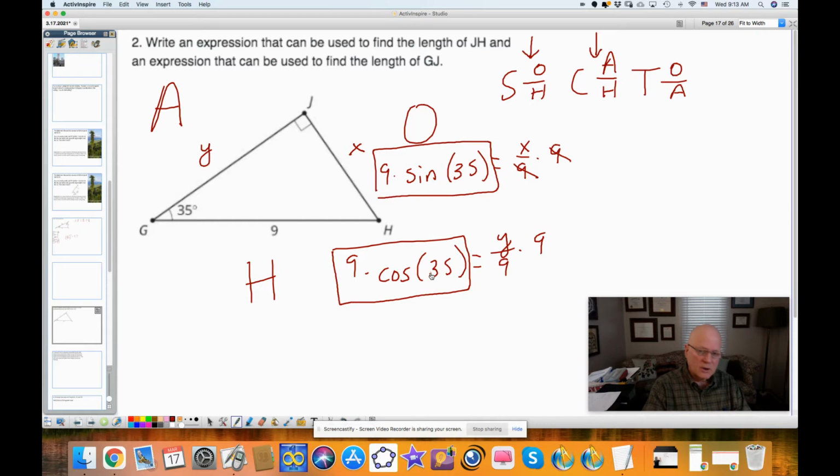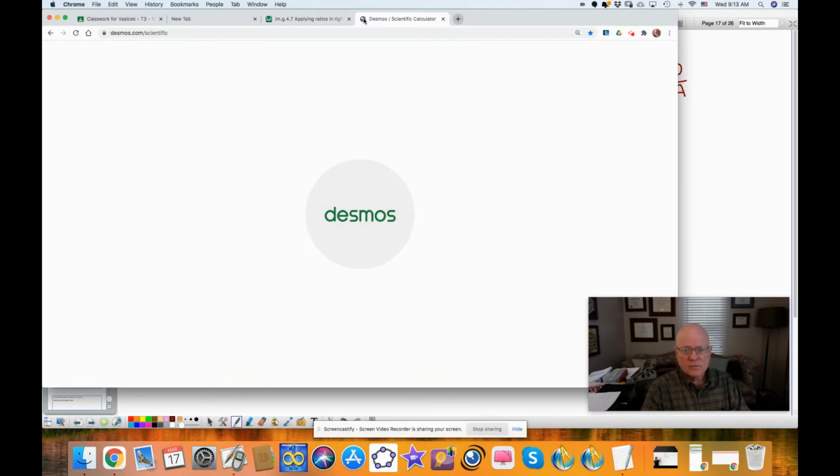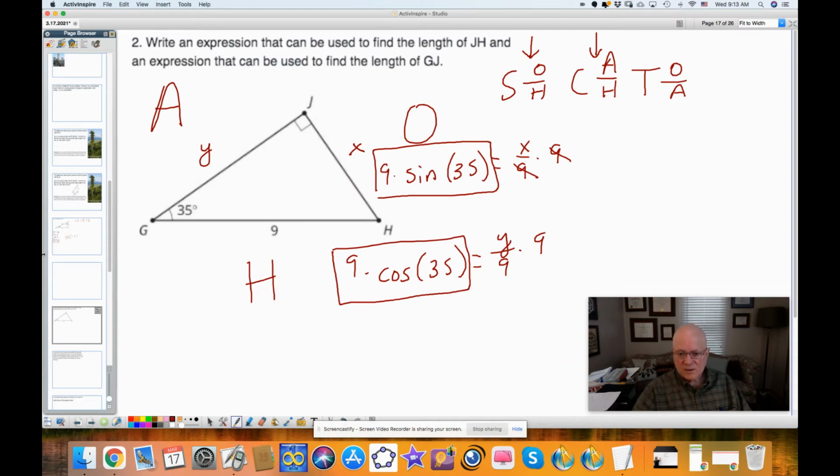Okay, I'll do it here just to show you how this works. I go to my Desmos graphing. I have 9 times the cosine of 35. If I multiply 9 times the cosine of 35, I get a number, 7.4. So y is equal to 7.4. You see how that's a number? It's not 35. It's the cosine of 35 degrees, which gives me a number.